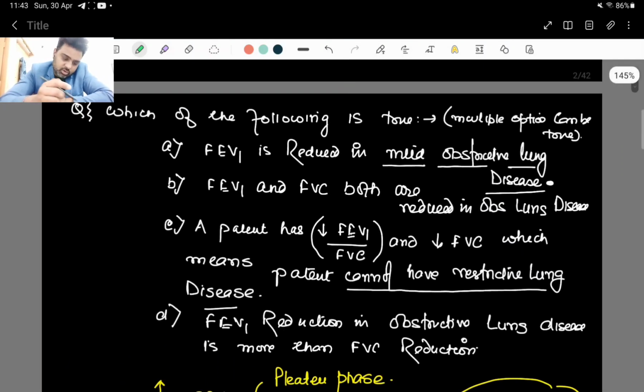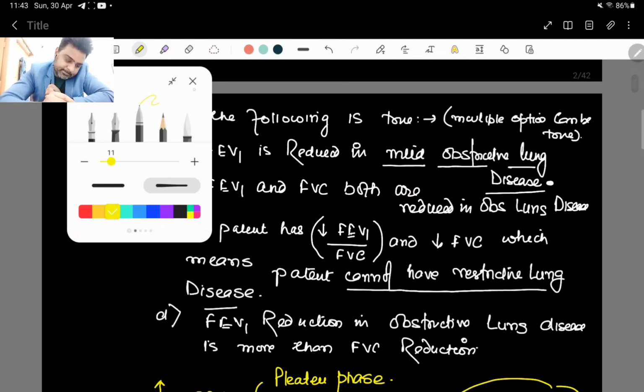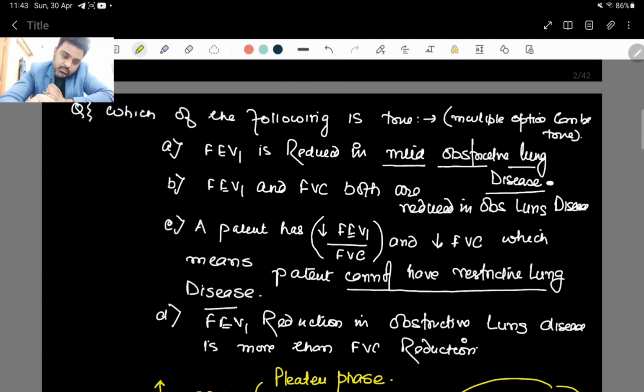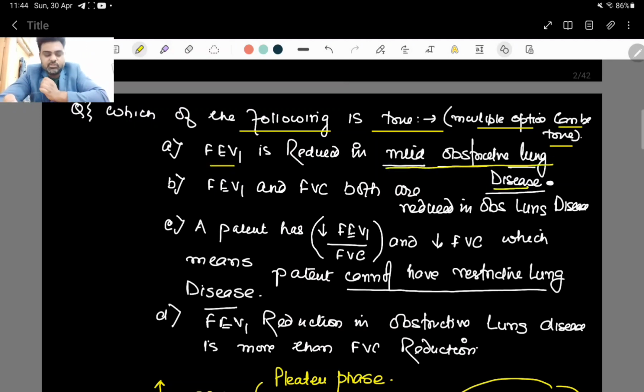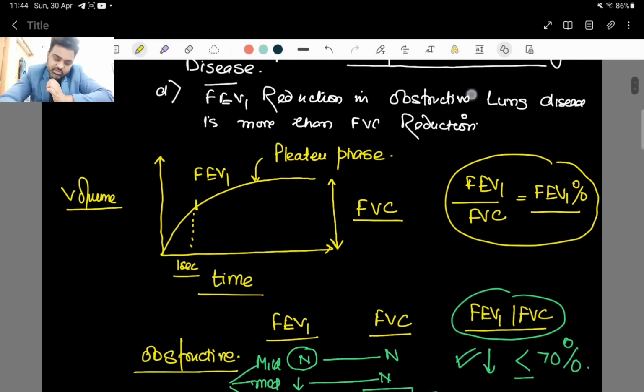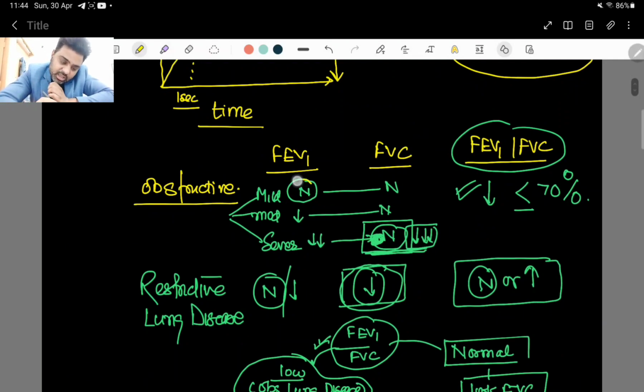Now the question is, which of the following is true? Multiple options can be true. First is, FEV1 is reduced in mild obstructive lung disease. So we have understood that FEV1 is reduced in moderate to severe obstructive lung disease, but in mild obstructive disease FEV1 is not reduced. This we have just seen, that in mild disease FEV1 is normal, it is reduced in moderate to severe obstructive disease.